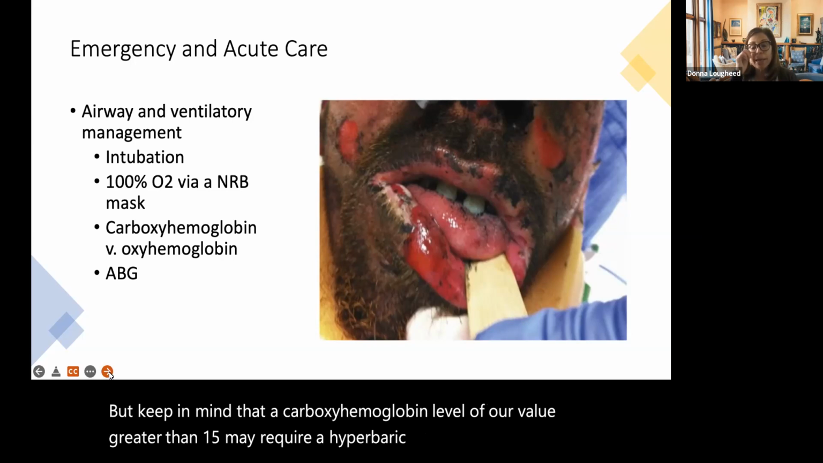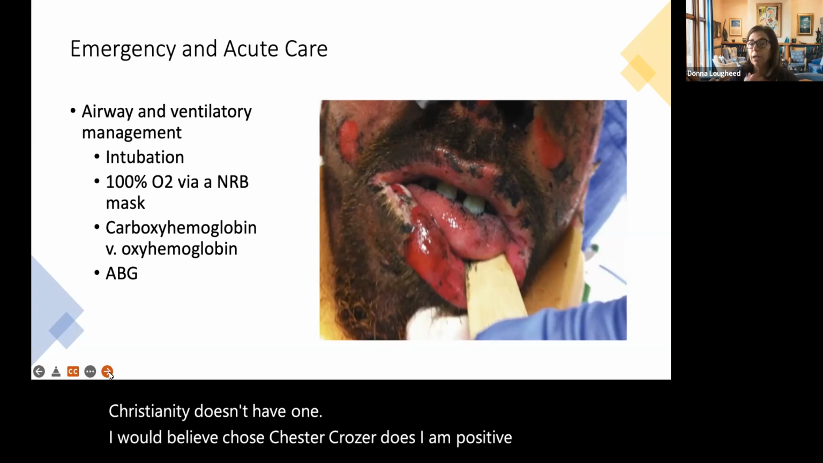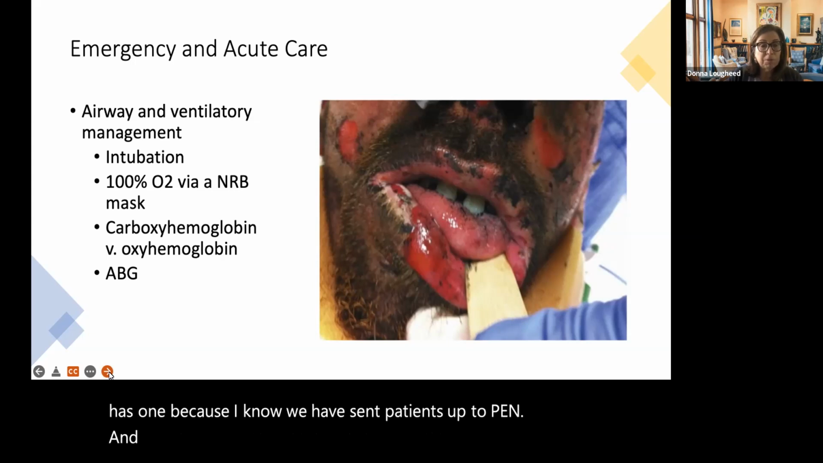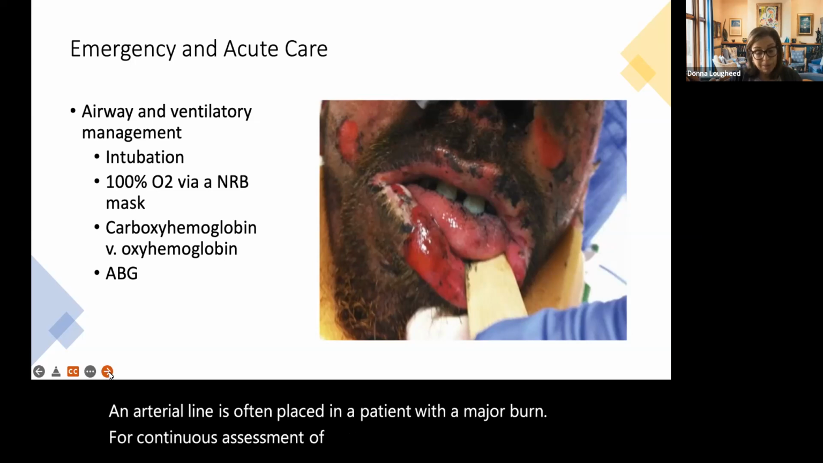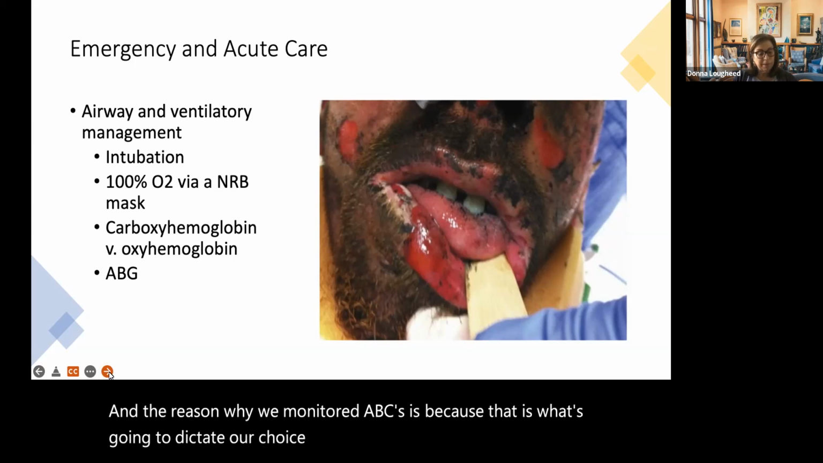Now, I know Christiana doesn't have one. I would believe Chester Crozer does. I am positive that Penn has one because I know we have sent patients up to Penn. An arterial line is often placed in a patient with a major burn for continuous assessment of the ABGs. And the reason why we monitor ABGs is because that is what's going to dictate our choice of oxygen therapy.